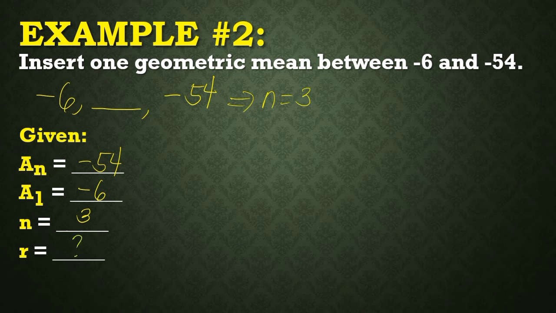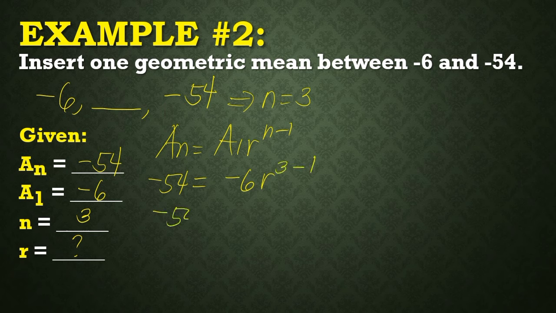So, applying the formula, a sub n is equal to a sub 1 r raised to n minus 1. So, a sub n is negative 54 is equal to a sub 1, that is negative 6, and then r raised to n minus 1, n is 3, minus 1. Negative 54 is equal to negative 6 r squared. So, 3 minus 1, that is 2. And then, we divide the whole equation by negative 6. So, that is r squared is equal to positive 9.